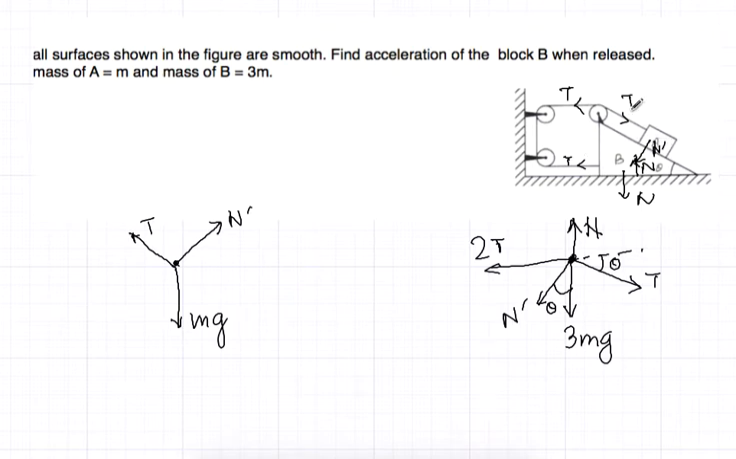There are only two contacts. One contact is by the rope, the tension is T. Another contact is by this body B, N dash, and obviously mg is there.